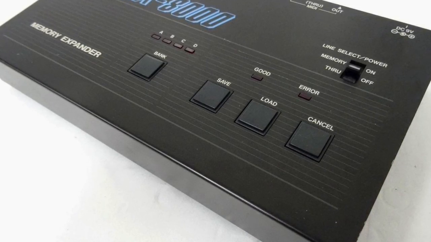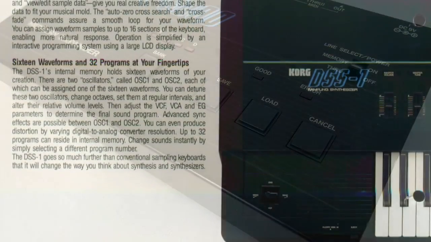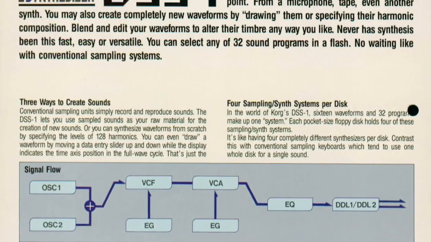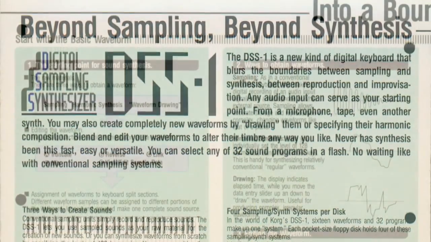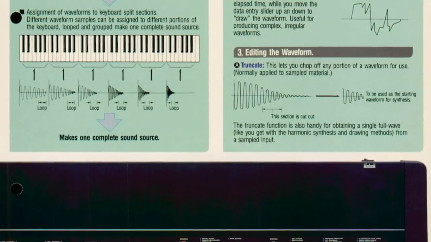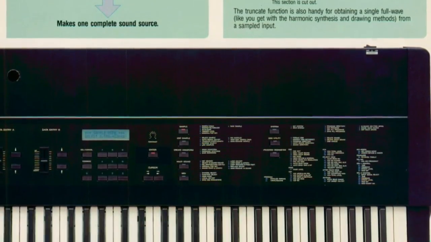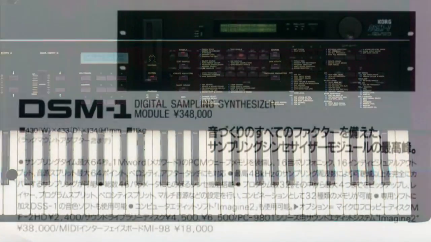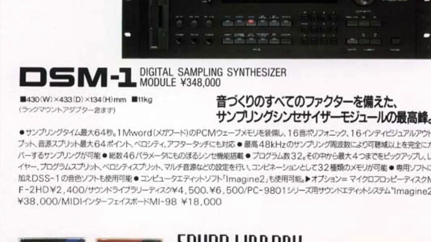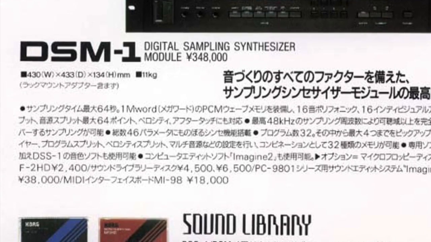In 1986, the following year, there was the DSS-1, which built on this concept with the ability to sample your own waveform. So this is really when the sampling side of it came in from a user point of view. You could actually put your own sounds in there. And in 1987, there was the DSM-1, which was a 3U expanded rack version as well. And that builds up nicely to what we're going to talk about next month. But I'm not going to spoil it.